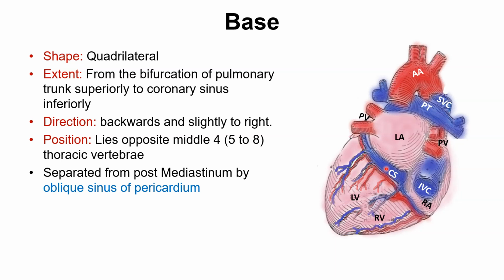So the boundary for the base of the heart is between the bifurcation of pulmonary trunk above and the coronary sinus below, and it lies opposite the middle four thoracic vertebrae.